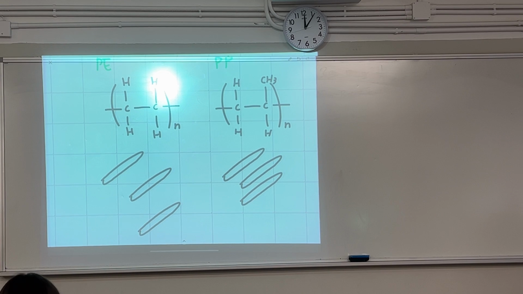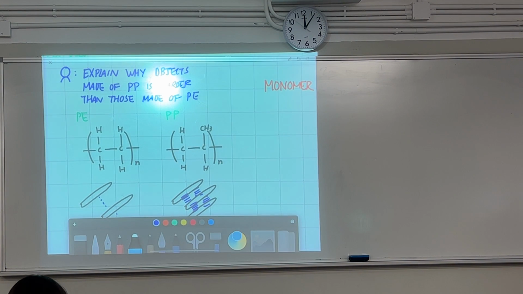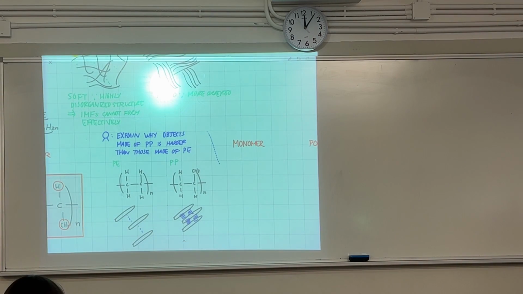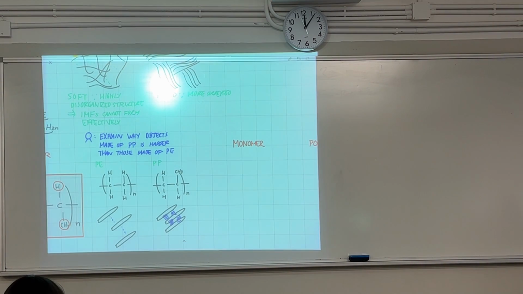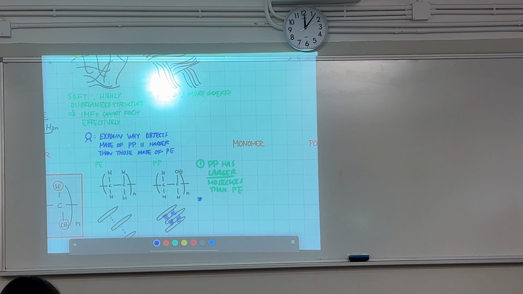But the intermolecular forces found between polypropene molecules are much stronger than those found between polyethylene molecules. That's because you can write down 3 points in here. Point number 1, polypropene has larger molecules than polyethylene. So what? So the intermolecular force will be stronger in polypropene than in polyethylene.